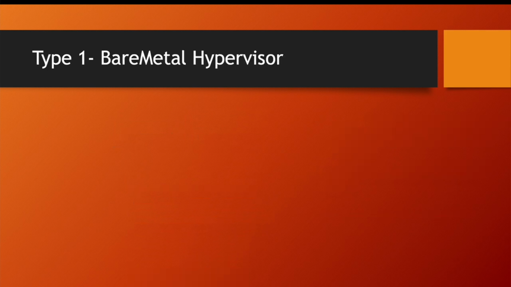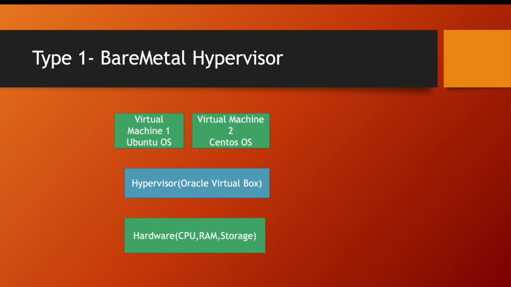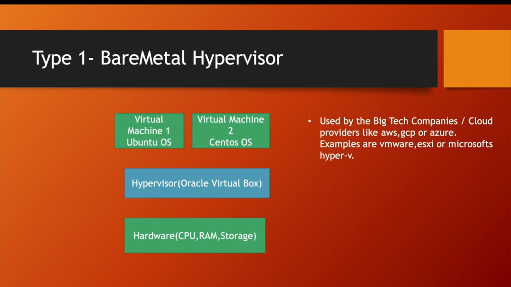Now let's talk about the type 1 hypervisor. Those are called bare metal hypervisors. The major difference here is that the hypervisor is directly installed on top of the hardware instead of the operating system. Here you will not see any operating system layer. They are mostly used by big companies where they have one physical server, and on top of that they install the hypervisor technology. A few examples are VMware ESXi or Microsoft Hyper-V.